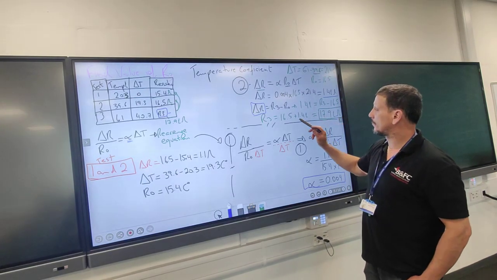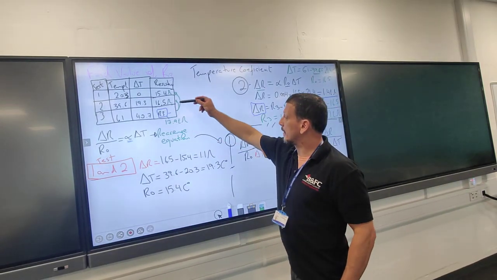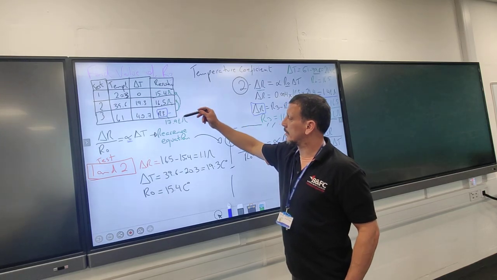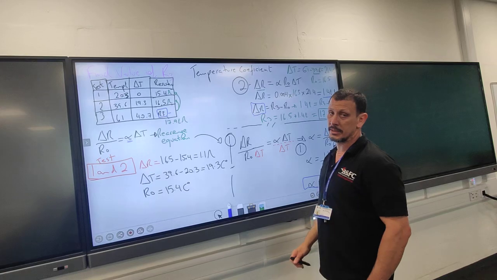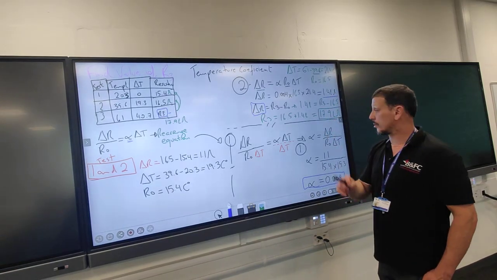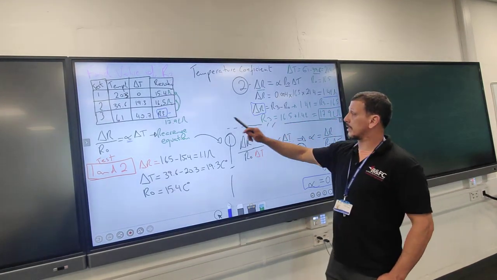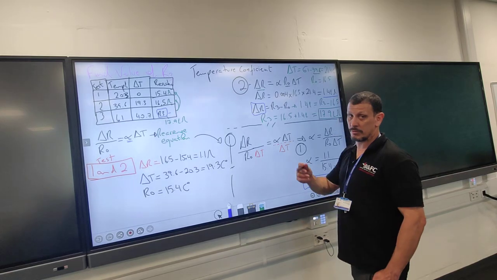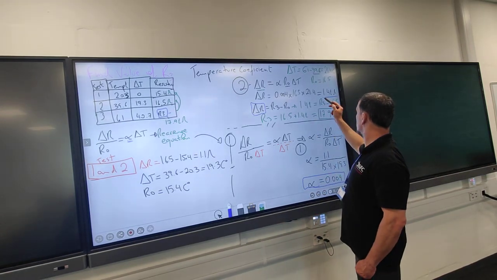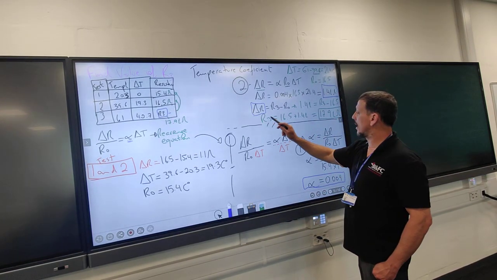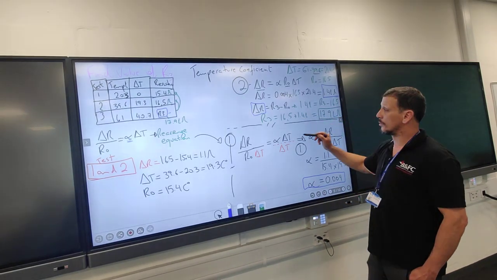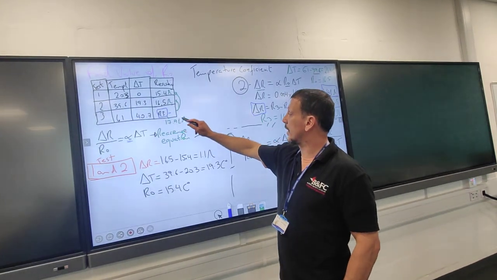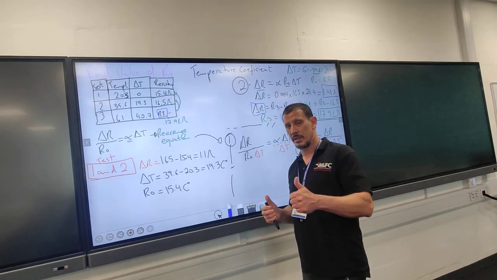So we know that R3 is going to be this difference plus the initial resistance, not temperature, resistance. So what we're going to do now is 16.5 ohms, which was the previous resistance, plus the change between the two. So R3 equals 16.5 plus 1.141. So we know that this new value here is 17.91 ohms. Okay?